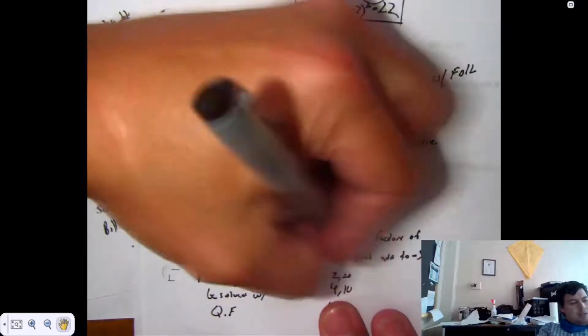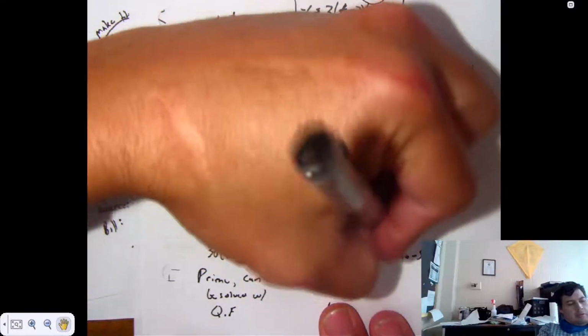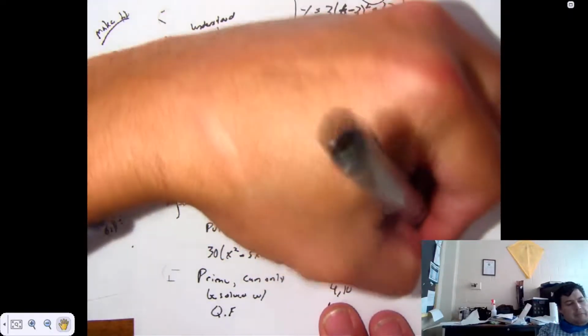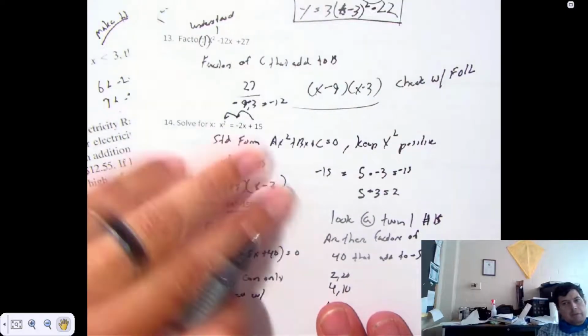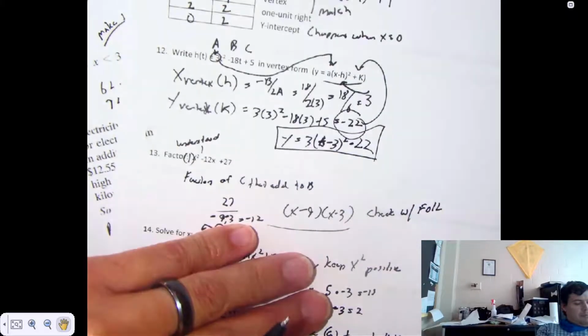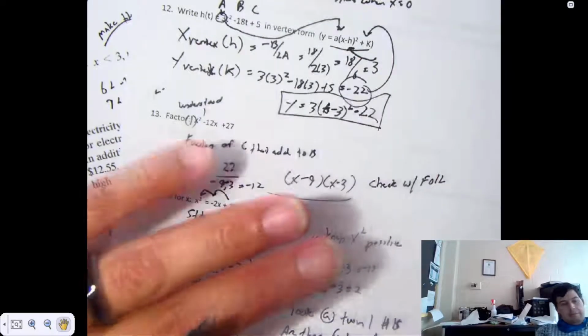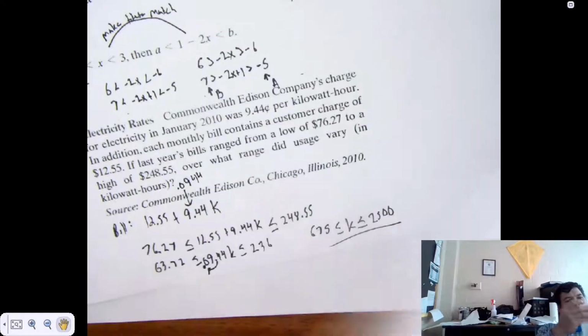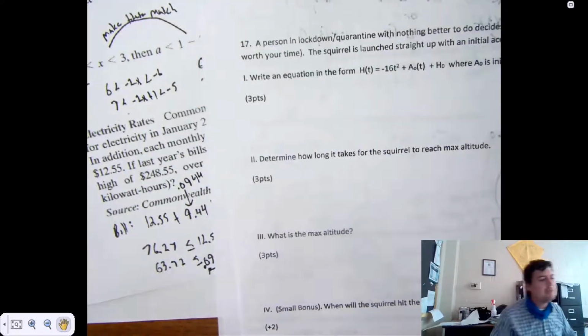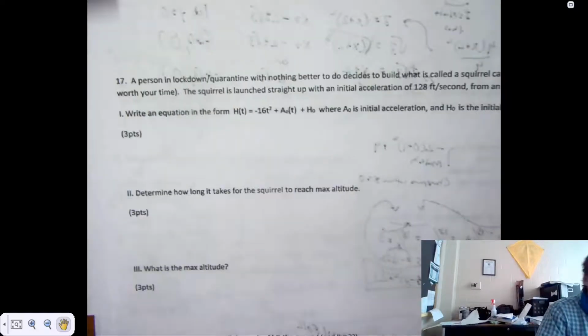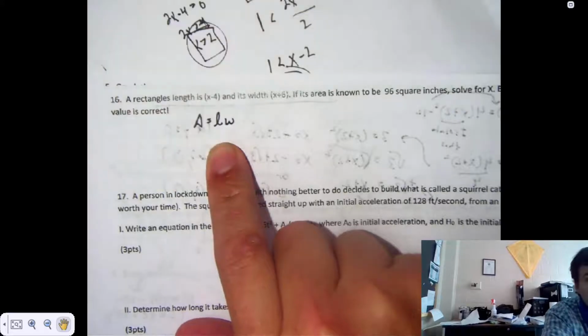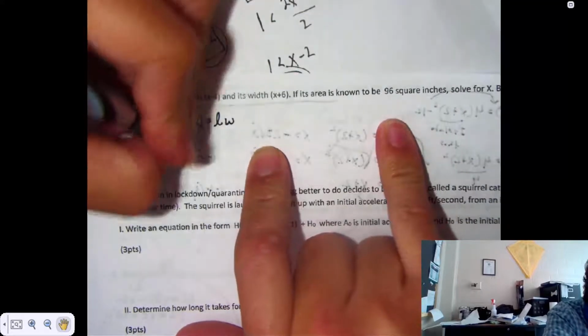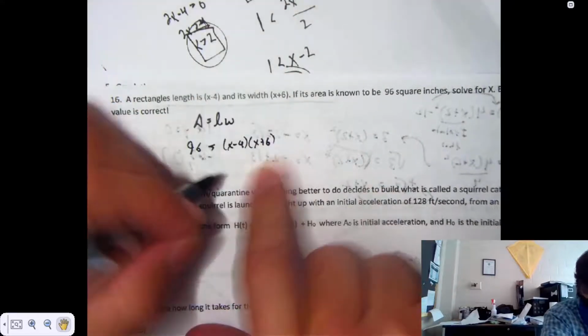So what you do is you need to look at twin 1, number 15. Look at twin 1, number 15. I may change this depending on what class you're in. I already made copies. Oh, you got the rectangle. The rectangle's length is x minus 4 and its width is x plus 6. Its area is known to be 96 square inches. So I know that area is length times width. The area is given as 96, and it must equal x minus 4 times x plus 6. Now, a question like this, you should FOIL.